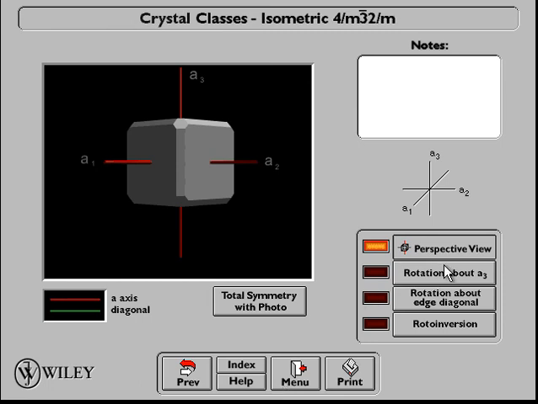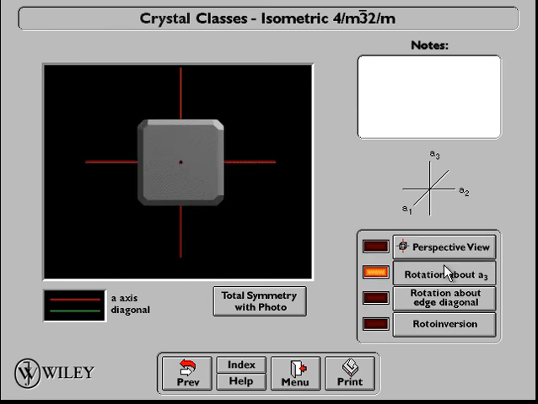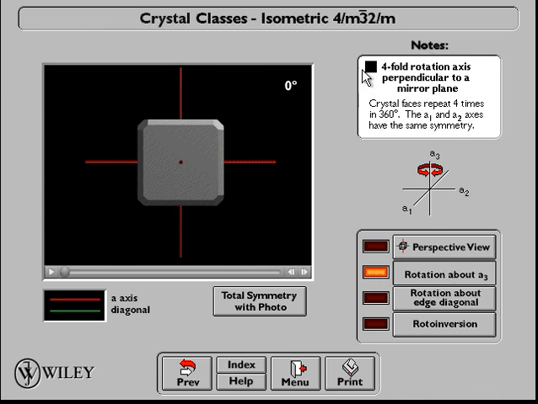Now we are making a rotation about A3. Here we have the symbol of the 4-fold rotation axis perpendicular to the mirror plane. Here that is the mirror plane. Crystal phases repeat 4 times in 360 degrees. The A1 and A2 axes have the same symmetry. So 90, 180, 270 and 360.